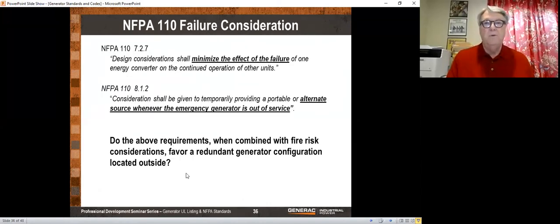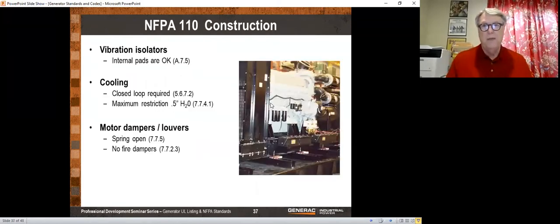Here's the failures. You want to minimize the effect of failure on one energy converter over the other. If you have 2 generators inside of a building, obviously a fire could affect the second generator and take out both of them. Whenever the generator is out of service, the code now requires you, if it's an emergency generator, to bring in a portable generator, and that's a real pain. And so if you have two generators paralleled, that's really nice because you don't need to do that.